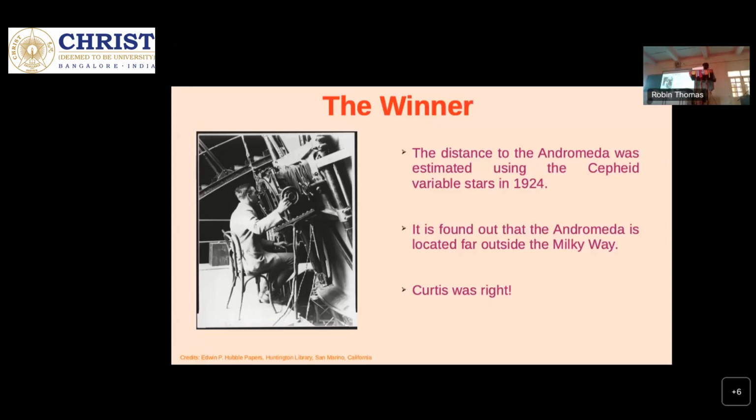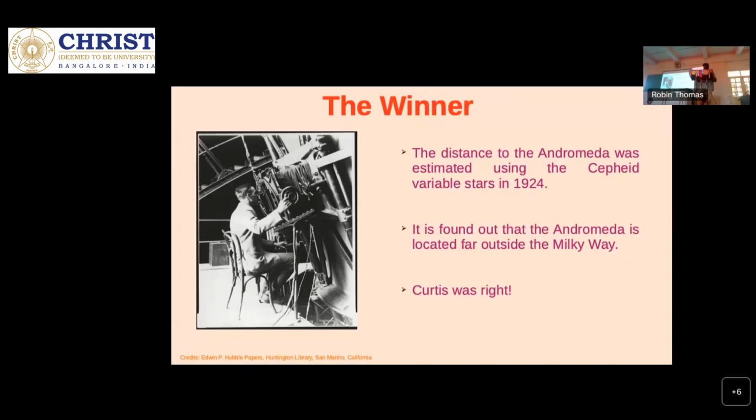So based on Cepheid variables, one of the Cepheid variable stars in Andromeda, he was able to estimate the distance. He found that Andromeda is located far outside the Milky Way. So as the answer to the question of the great debate, Curtis was right, which means it's beyond the extent of the Milky Way. They are island universes, or now we call them galaxies. The year was 1924, and we are talking in 2022, so it's not yet 100 years that we celebrate this.